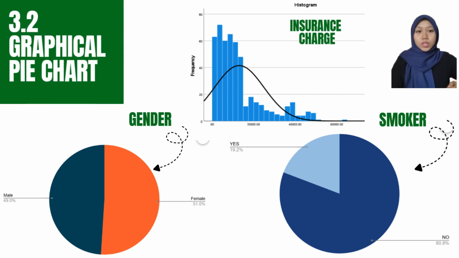Next, we're moving on to the graphical representation. The pie chart clearly shows that the majority of our respondents are non-smokers, meanwhile the histogram of our insurance charge is positively skewed. This means that most respondents have a lower insurance charge, while only a small number of individuals incur very high charges. So, in conclusion, the descriptive analysis shows that insurance charges vary considerably among the policyholders, and the majority of respondents are non-smokers.